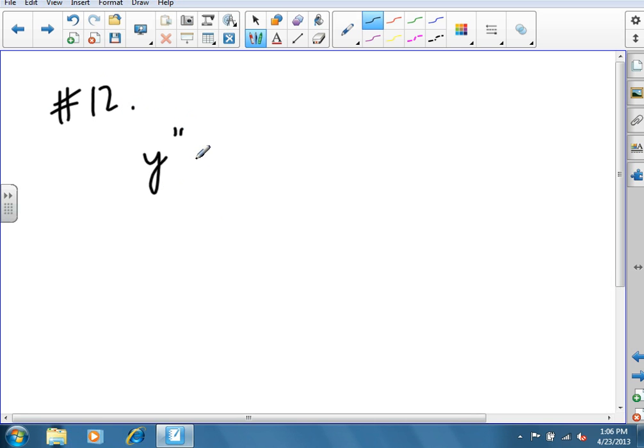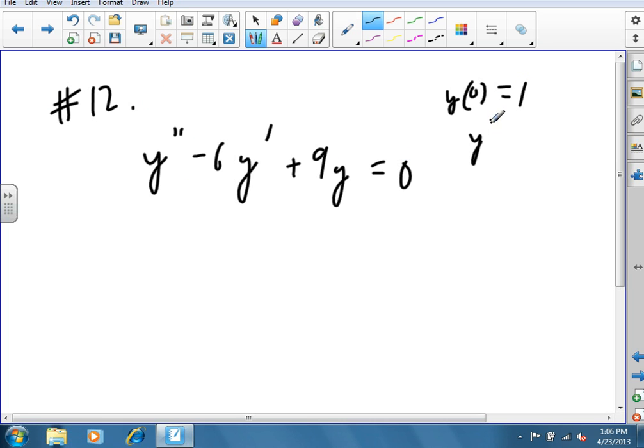Y double prime minus 6y prime plus 9y is 0. Y at 0 is 1. Y prime at 0 is 2.